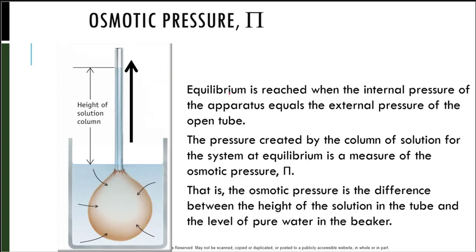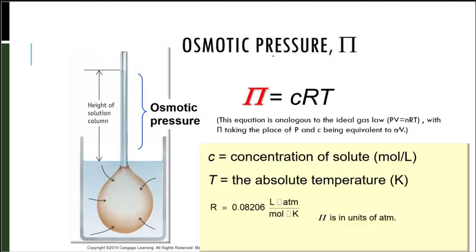Like we said earlier, equilibrium is reached when the internal pressure of the apparatus equals the external pressure of the open tube. That pressure that's created by the column of solution for the system at equilibrium is a measure of osmotic pressure. That is, the osmotic pressure is the difference between the height of the solution in the tube and the level of pure water in the beaker. We can then represent osmotic pressure in an equation.